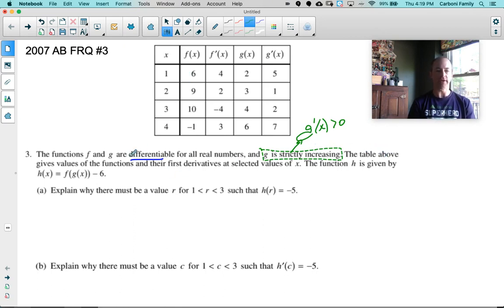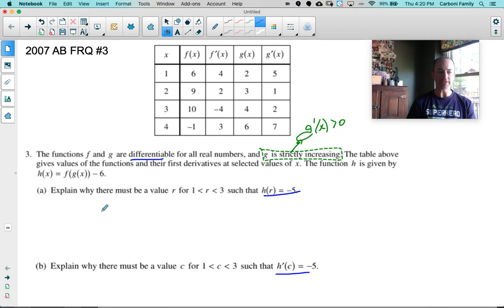The table gives you values of each function and their derivatives, and then they introduce a third function, h. So let's make it even more difficult. We already have f and g, but here is a function h, and questions A and B both reference h. The first question says, explain why h(r) is equal to -5. And the second part, B, asks why h'(r) is equal to -5.